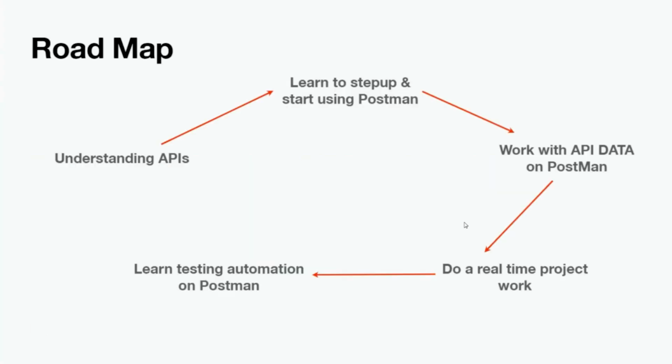So let's see what the roadmap of this course would be. First of all, we will understand everything about APIs: what APIs are, how many types there are, what their benefit is, why companies suddenly started using them, and all about it. After that, we will learn to install and set up Postman so that we can start using Postman to connect to our APIs and read the data from them.